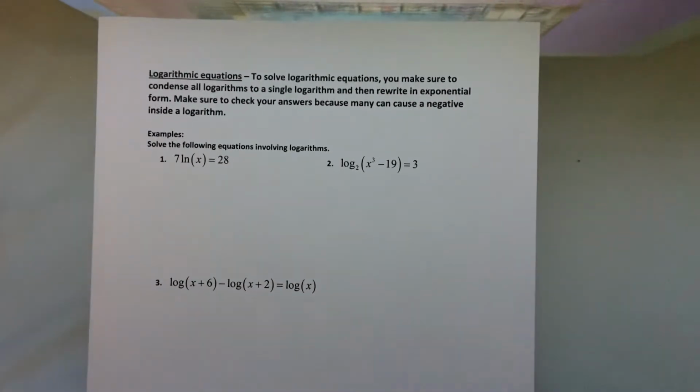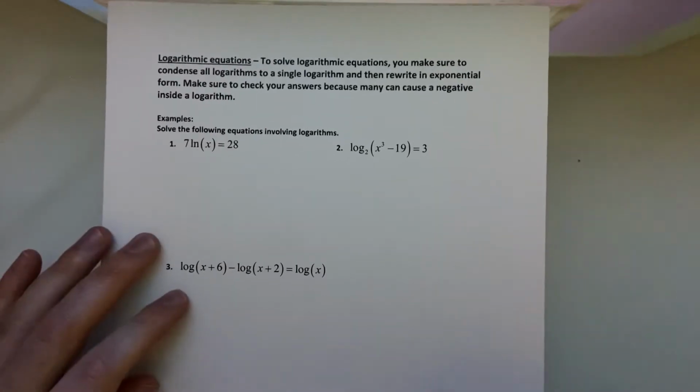Besides equations with e as a base, we also have logarithmic equations. To solve logarithmic equations, you try to get all your logarithms in a single log using your condensed rules, and try to rewrite it in exponential form if you can, and then check your answers because, again, we're not allowed to have any negatives inside logarithms.